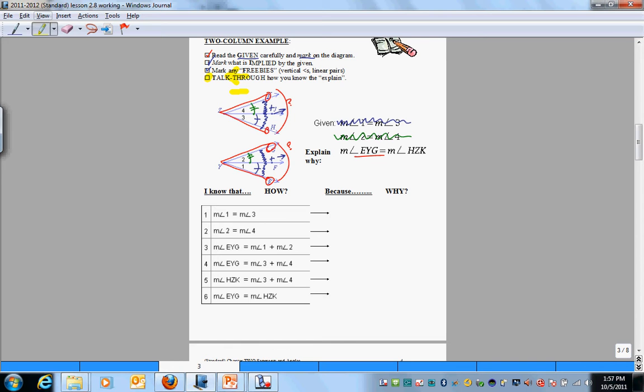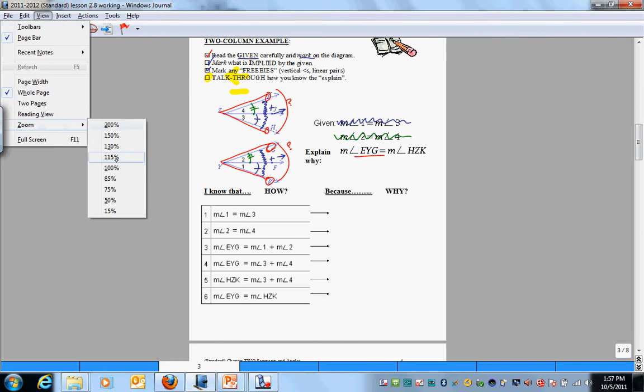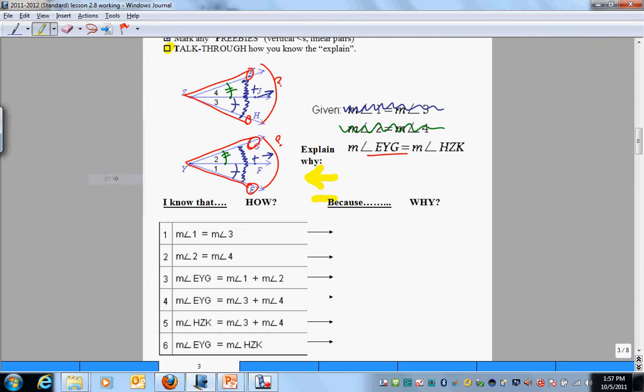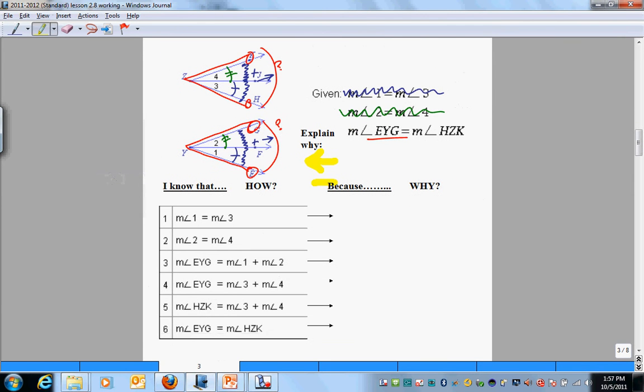All right, so let's take a look at how to do this using a proof. Now, I've been really nice in the fact that I actually gave you this half done. Eventually, you'll do these completely blank, but you're just starting. So look what I have here. I have the how already done for you. You only need to come up with the why.